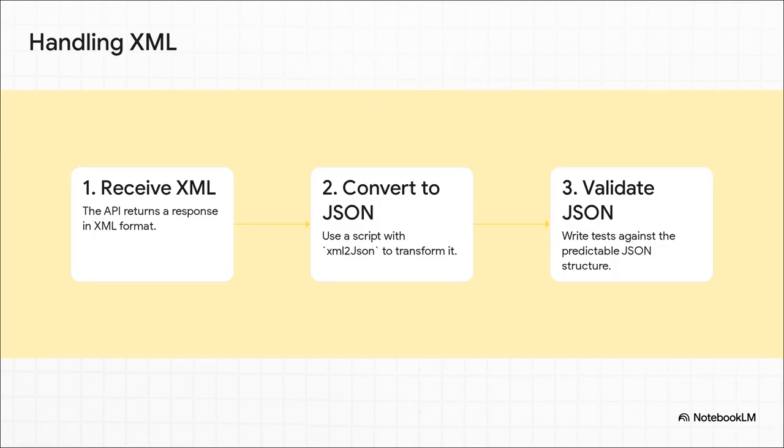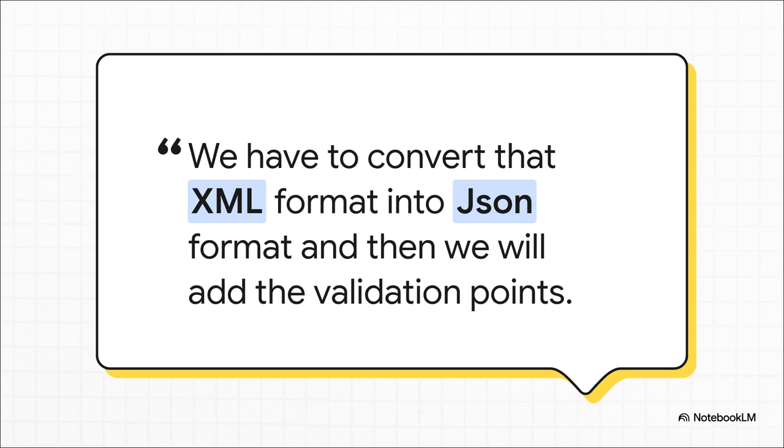Instead of trying to fight with parsing XML in your test script, which is a nightmare, you just use a built-in library to convert the entire XML response into a clean JSON object. And just like that, you can write all your tests against a structure that's predictable and super easy to work with. So the takeaway here is really simple. You don't have to be an XML expert. You just need to know this one little conversion trick. By turning something unpredictable like XML into something predictable like JSON, your tests become so much easier to write and maintain.